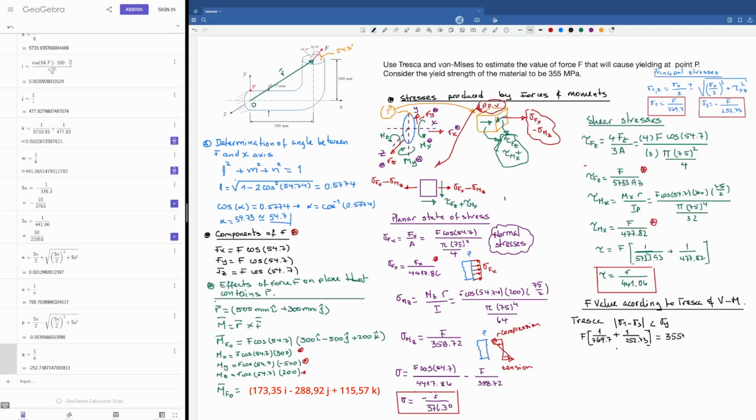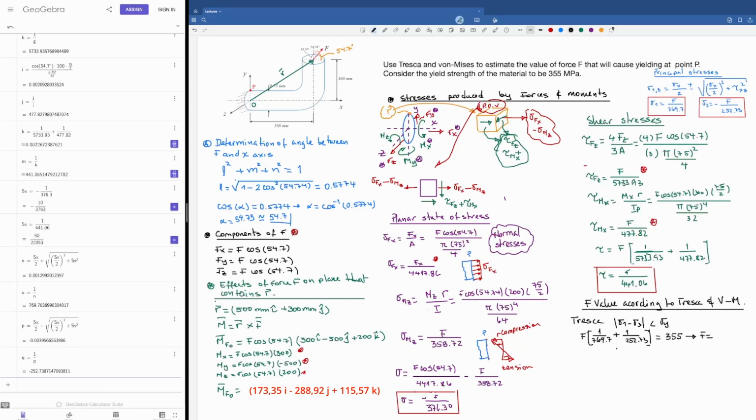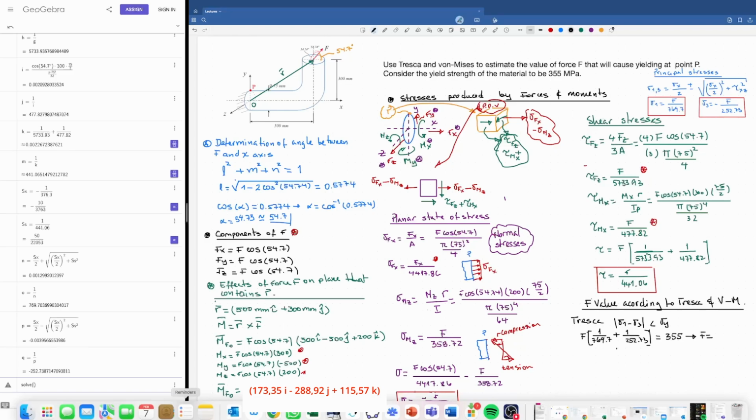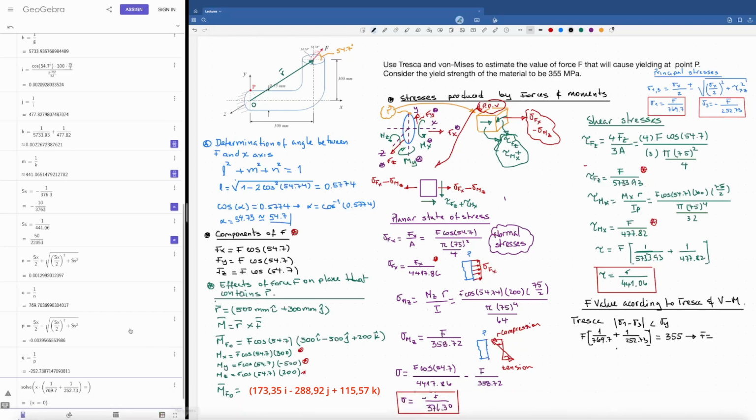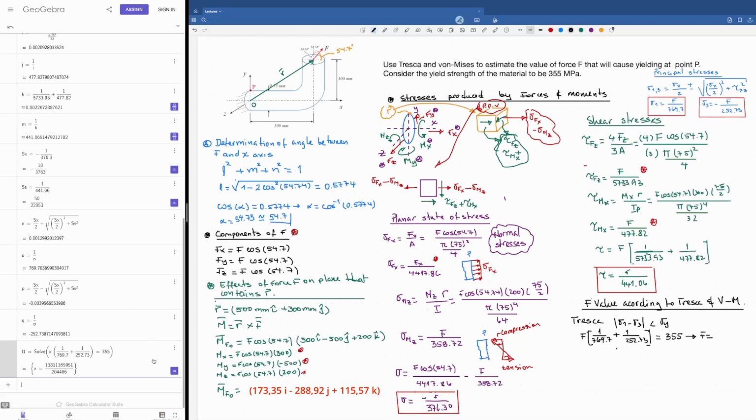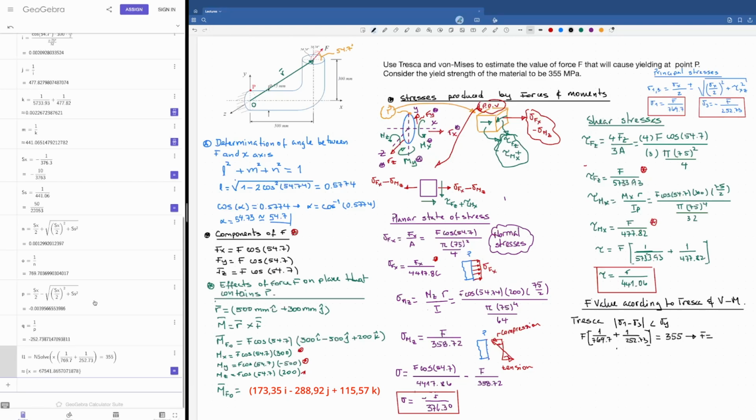which is 355, which means that the force is equal to, let's come here, and we can use a shortcut here. Let's solve this equation. X times 1 divided by 769.7 plus 1 divided by 252.73. Yes, and that has to be equal to 355. And that is 67.5 kilonewtons. I'm going to just shorten the notation here, 67.5 kilonewton. Excellent, my first result here.